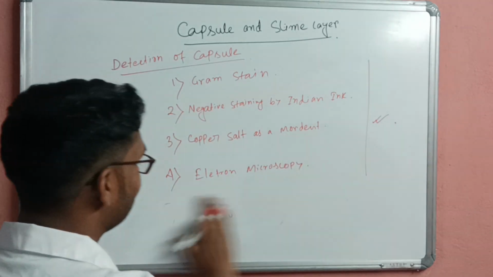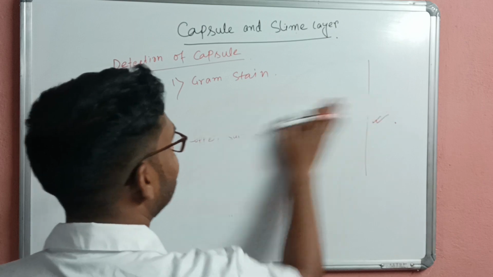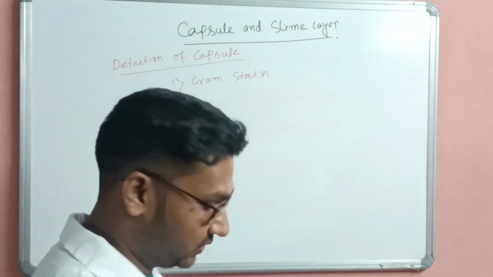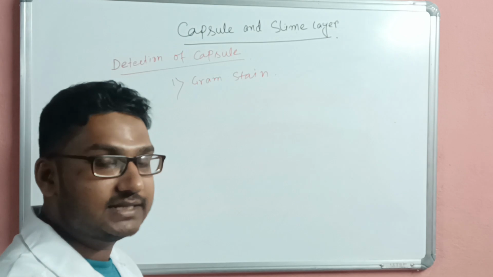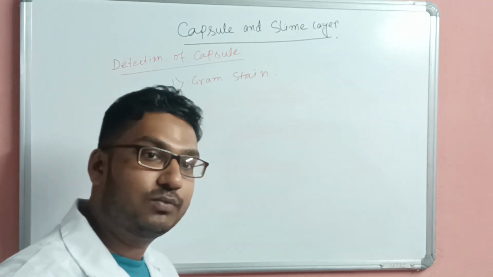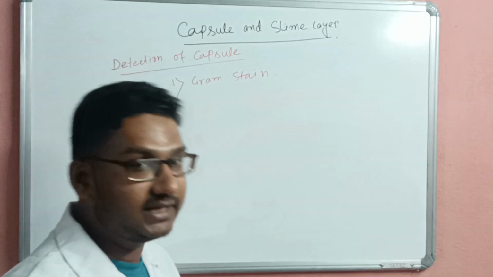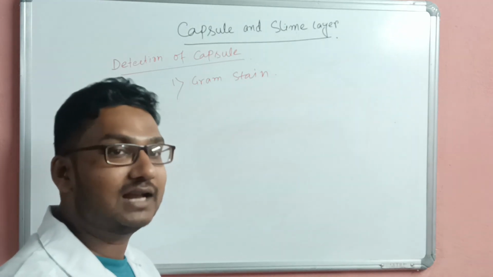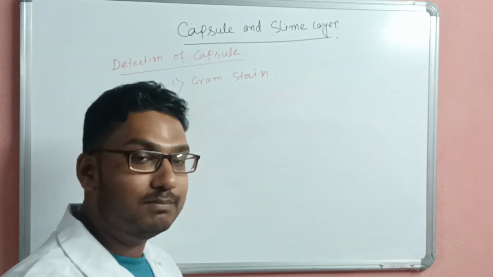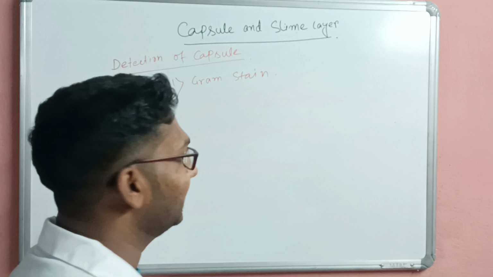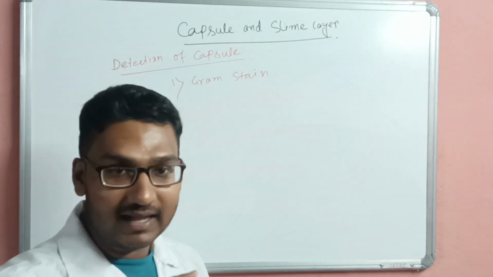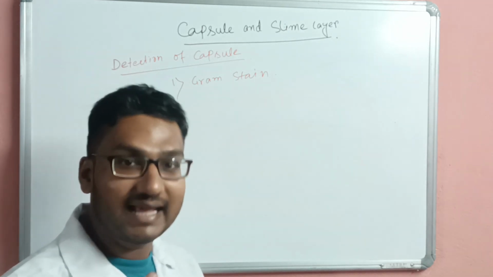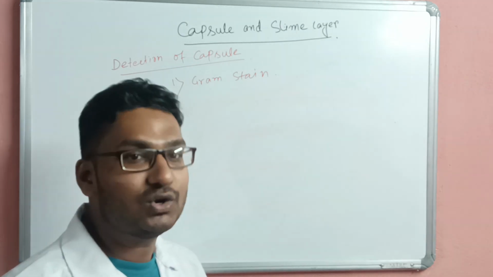First, the Gram stain. We already discussed the Gram staining procedure in my previous lecture. In Gram stain, the bacterial capsule is generally not properly visible. In the case of Klebsiella pneumoniae and many other bacteria, after the Gram staining procedure, when we observe under the microscope, it is visible a little bit, and the bacteria look broad in shape. Then we can realize the bacteria are capsule-containing bacteria.